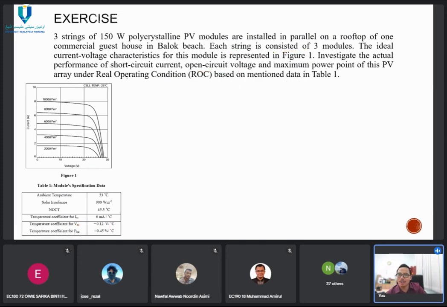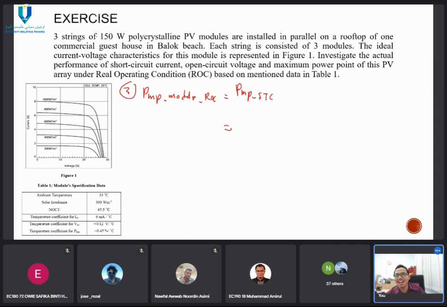Okay. Third one is PMP module ROC. First of all, PMP STC. So what is the PMP STC? Siapa? 150 watt. 150 watt. Kenapa 150 watt?